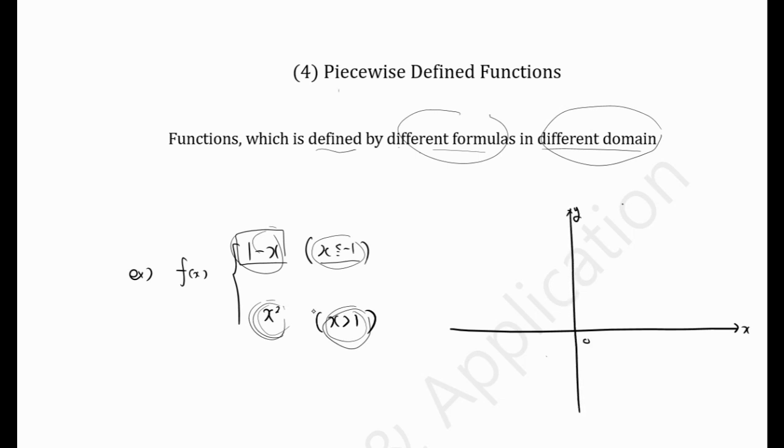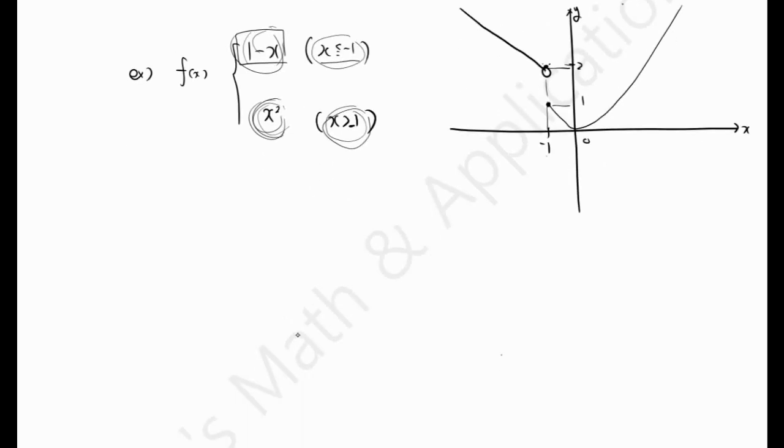This is 0. This is minus 1. When we input minus 1 into this curve, it is 2. When we input minus 1 into this curve, it is 1. So this is a curve, and this is a piecewise defined function. I'll take one more example.